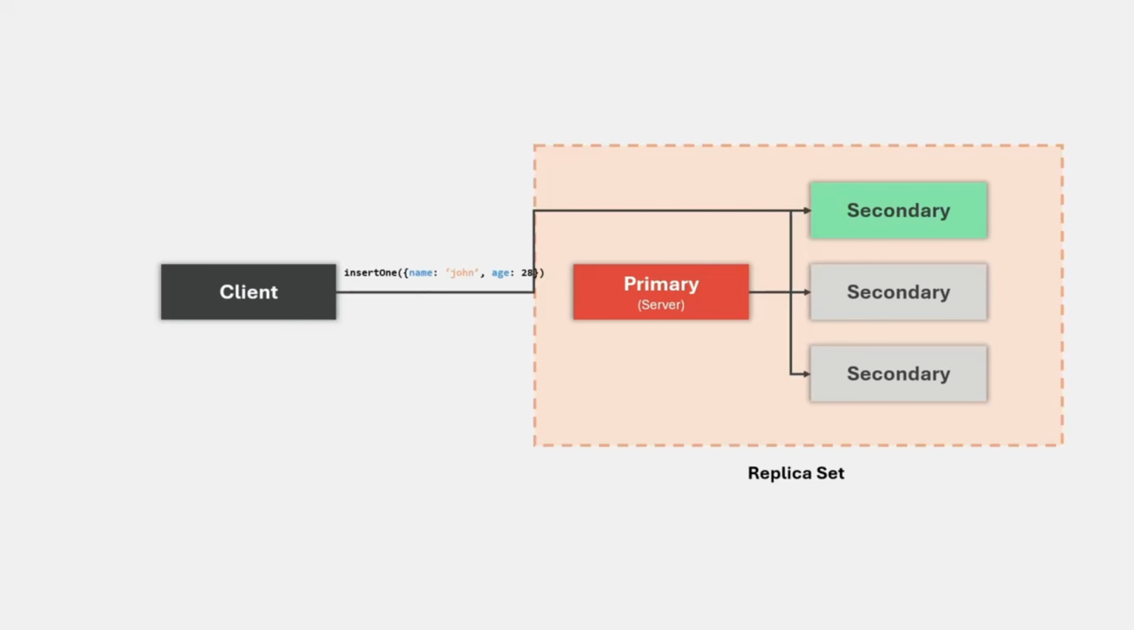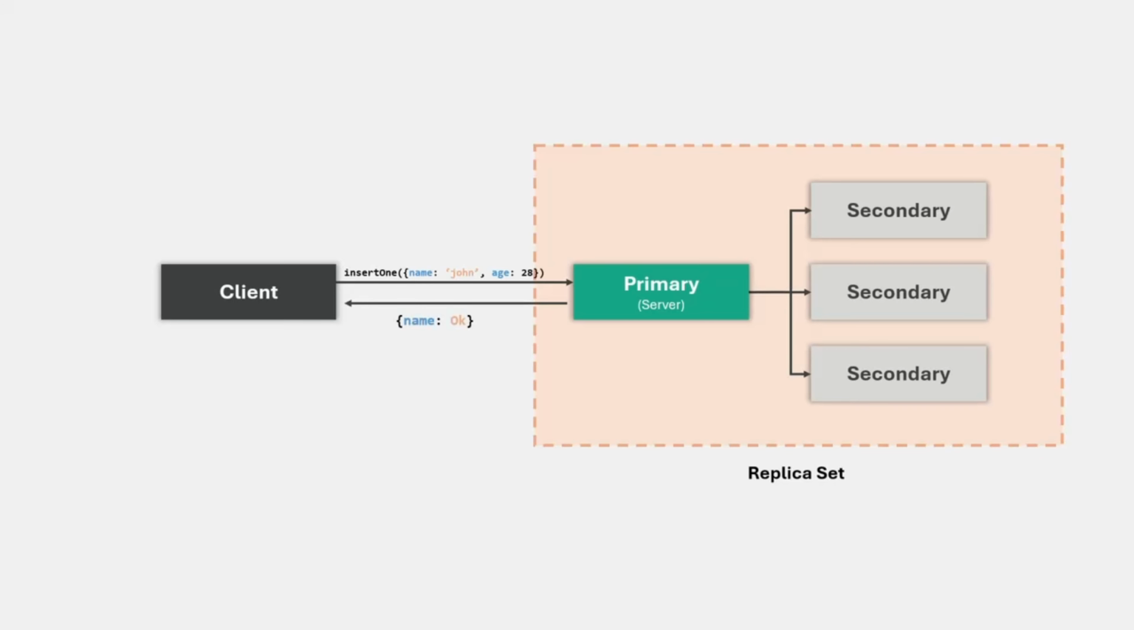So now let's understand what write concern is. Alright, so when we are sending an insert request to the primary server, the MongoDB server is going to insert the document in a collection, and once the document is inserted, the server is going to send an acknowledgement to the client.